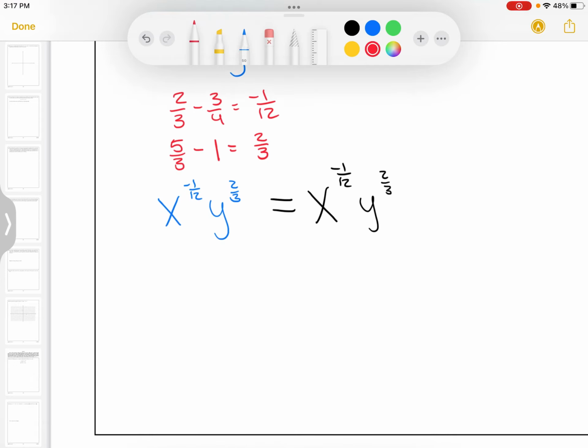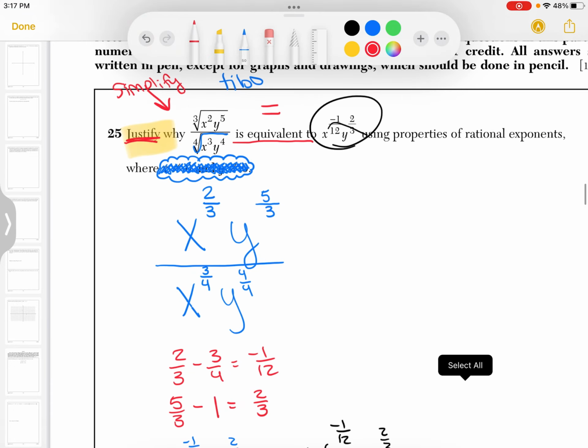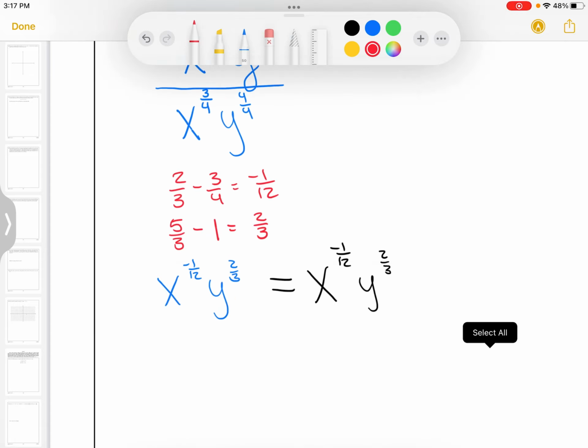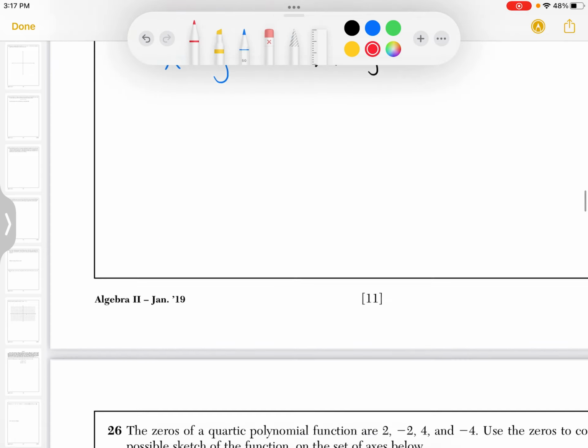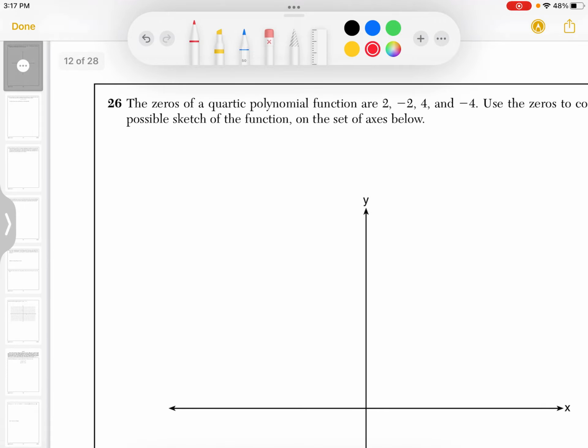Okay, I've showed all of my work. I proved that they were equal. Remember, the word justify means show your math to back up your answer. We showed all math and all work to justify that that's equal to that. So my answer is that. I'm done. All right, on to 26.